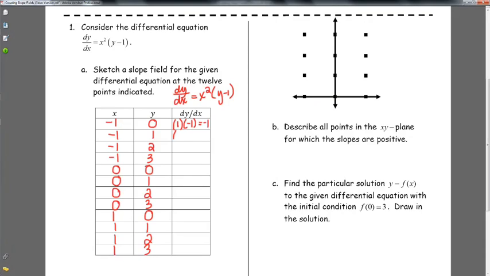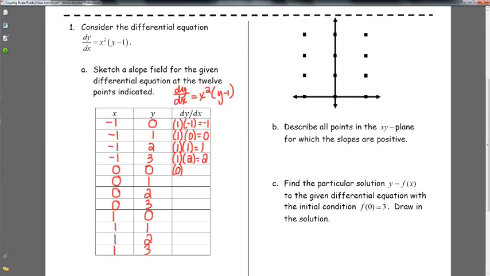Again, I'm going to square my x, 1, and then subtract 1 from my y coordinate. That gives me 0, so my slope at that particular point is 0. Again, square my x, that becomes 1, and then decrease my y value by 1. So my slope at (-1, 2) is +1. I'm just going to be filling out the rest of this. So -1 squared is 1. Decrease the y coordinate 3 by 1, I get 2. So this is equal to 2.